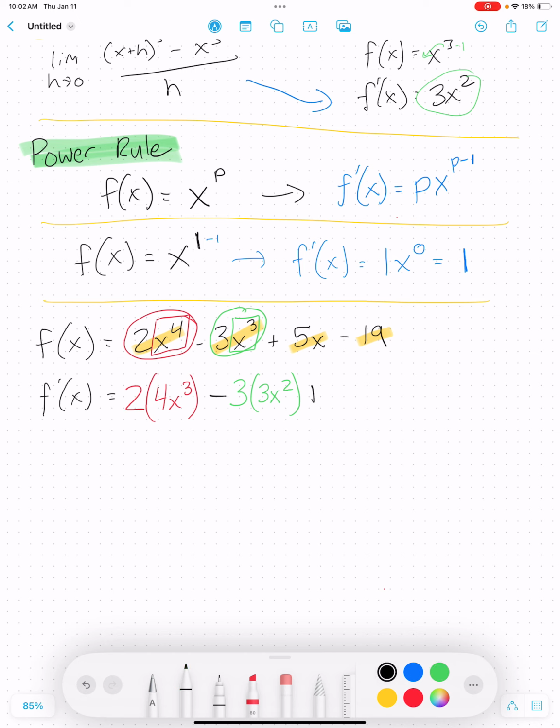Next, I'll focus on this piece. What's the derivative of 5x? Once again, I can just leave the 5 there and focus on what's the derivative of x. Well, we just saw that. The derivative of x is just 1. Last but not least, I have this 19, this constant. What do you think the derivative of a constant is?